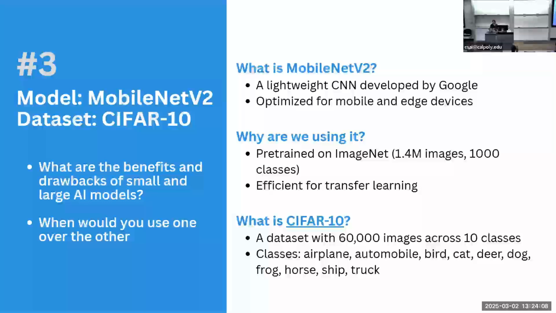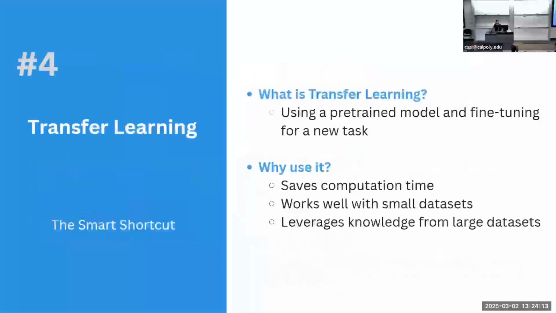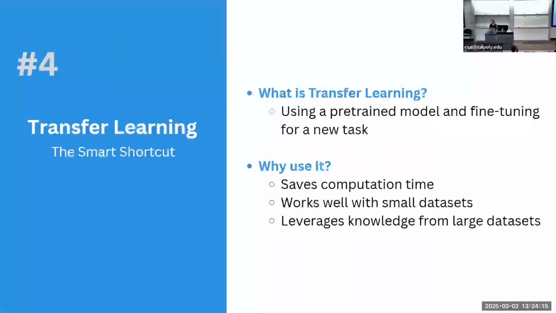Okay. So now we're going to talk about what transfer learning is. Transfer learning is an approach where we use a pre-trained model and then fine tune that for a specific task, instead of training a whole new model from scratch, because we don't have the bandwidth for that. But we do want to leverage what's already been made.